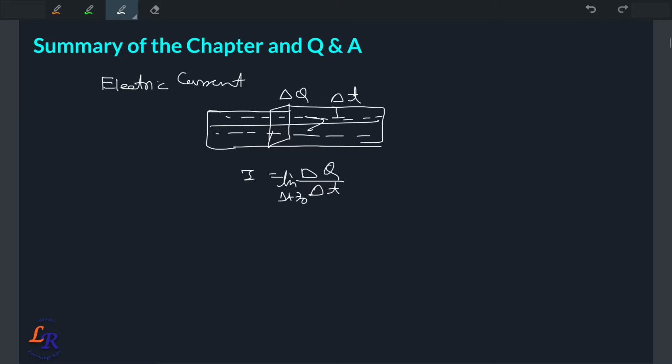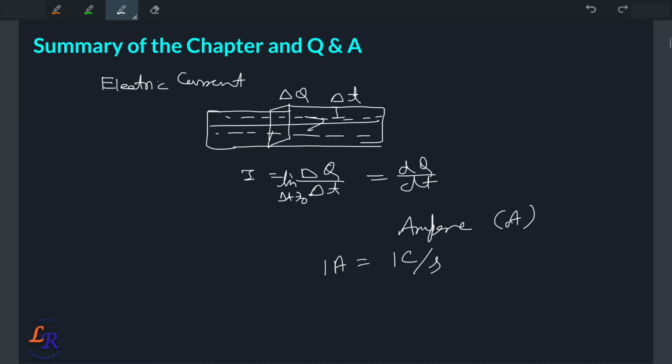So in other terms you can write it as dq by dt, and the unit of current is ampere, represented as A. So 1 ampere is equal to 1 coulomb per second.